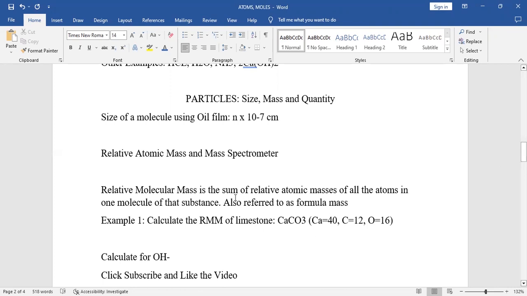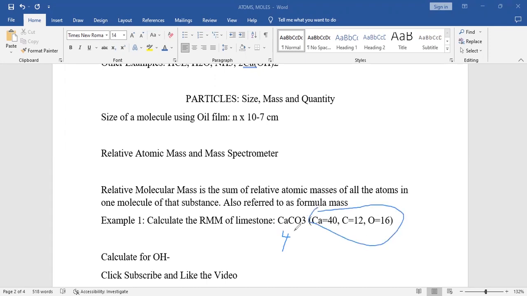So let's solve this. Calculate the RMM, meaning relative molecular mass, of limestone. Limestone's formula is calcium carbonate, CaCO3. So this is very, very easy. If you see all these kinds of questions, you shouldn't miss them, right? So calcium is 40. You're just going to add up. So these are the relative atomic masses of these elements.